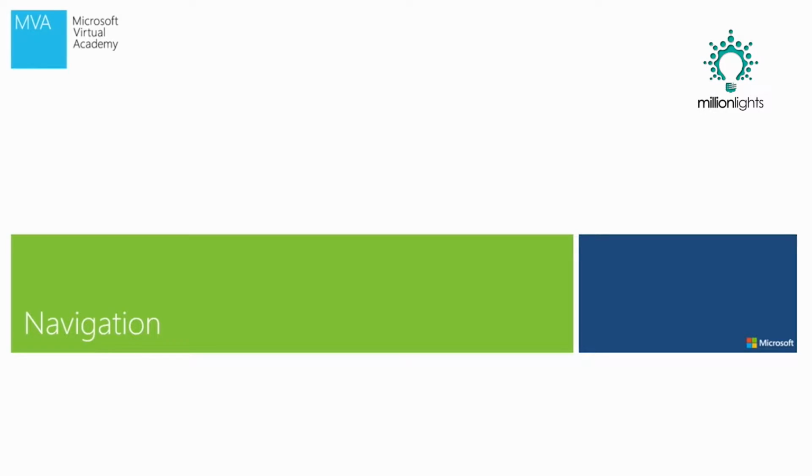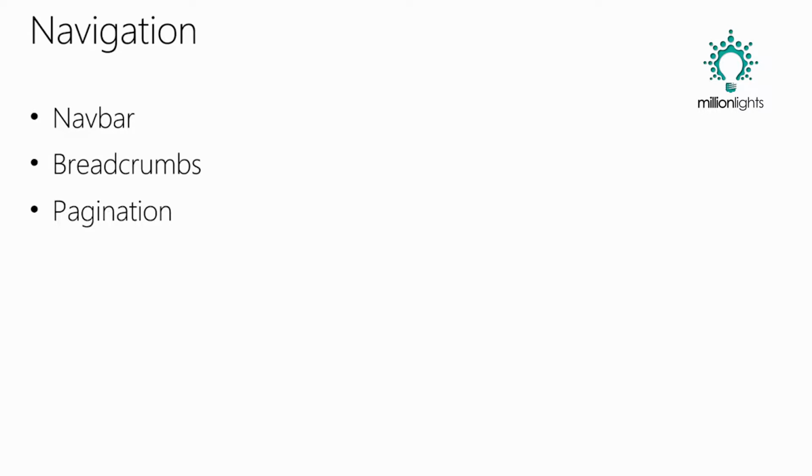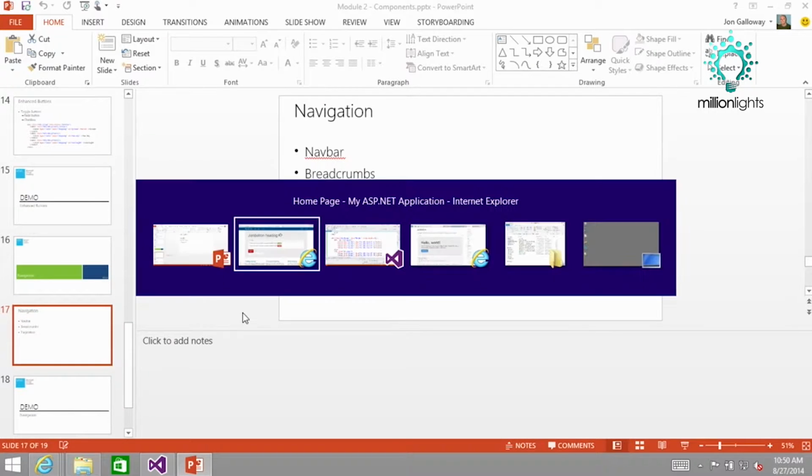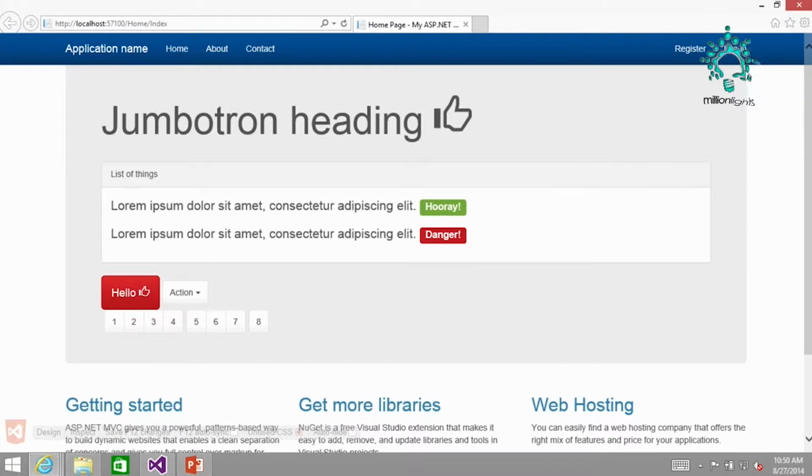So I kind of broke these conceptually. Groupings is grouping stuff together. Objects is cool stuff, and then navigation is kind of getting between the cool stuff. And so for navigation, we have some of the ones we'll be showing: navbar, breadcrumbs, and pagination. And that navbar is the thing up here at the top of the page.